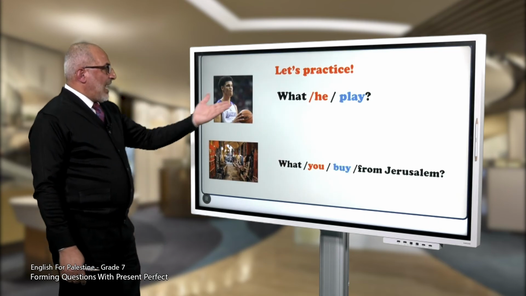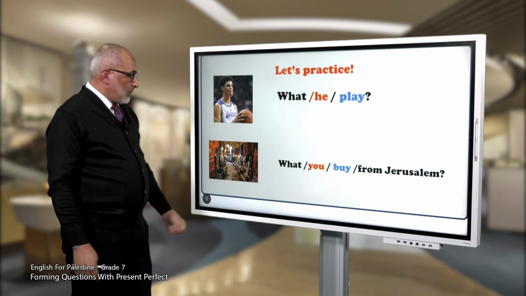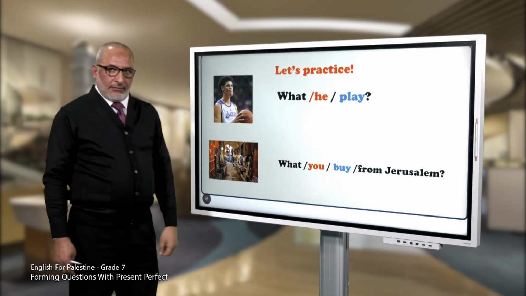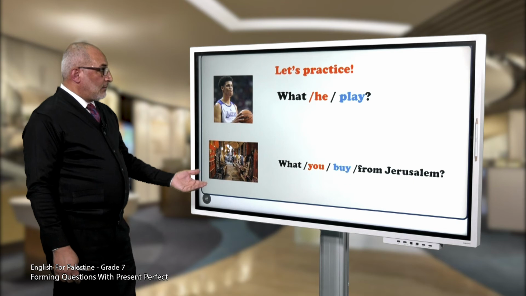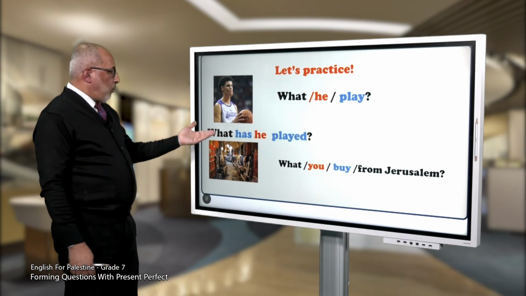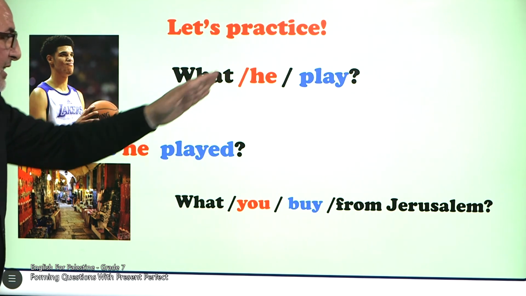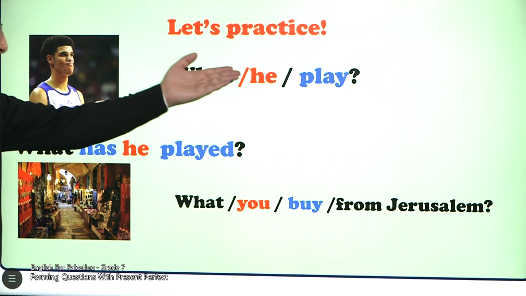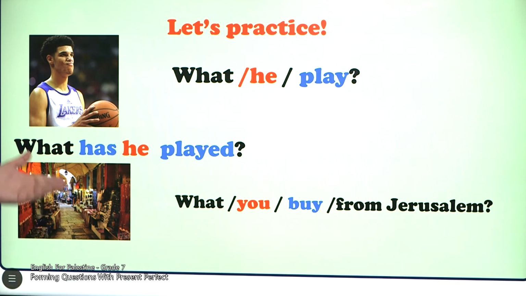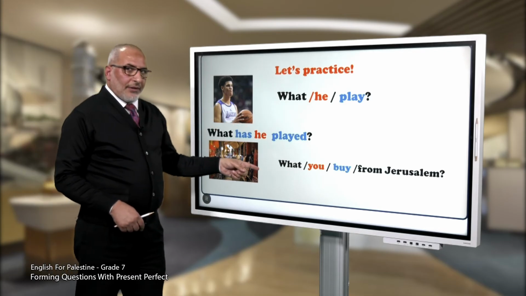Yes, here we have what he play, what you buy from Jerusalem. Yes, what has, because the subject is singular, has, he, the subject, and the past participle of play is played. What has he played? Good. What about the second one?